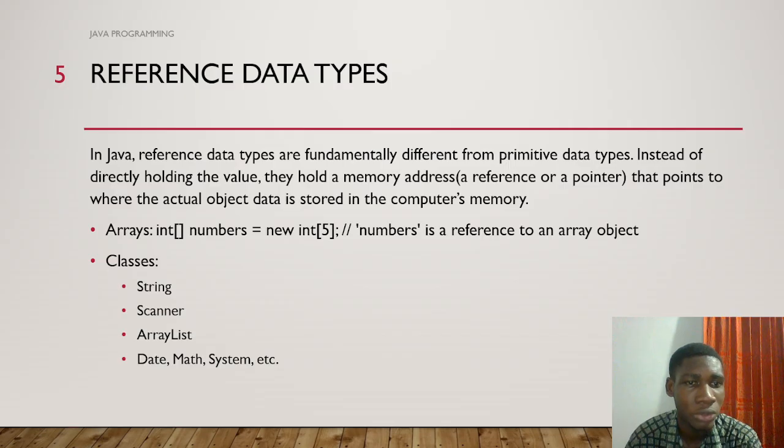Examples are arrays. For example, an integer array of numbers equals new int 5. This shows an array of 5 elements, so numbers is a reference to an array object. Then classes. The classes can be String, Scanner, ArrayList, Date, Math, and System. These are all examples of classes.